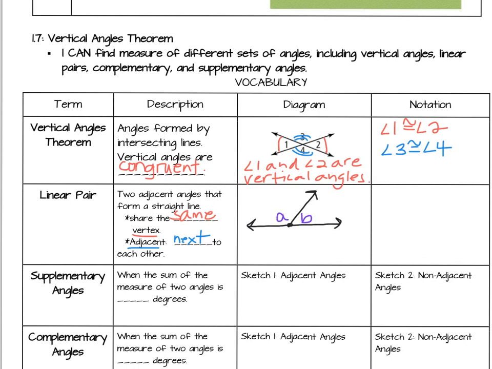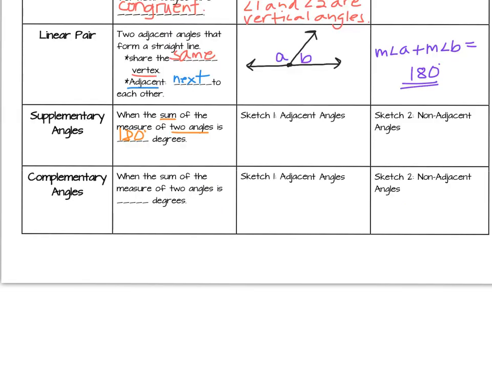Now, if it's a linear pair, that means it has a specific rule. It's going to add up to a number, and we actually talked about this last week on one of our activities. The measure of angle A plus the measure of angle B is equal to 180 degrees. That's the definition for a linear pair. Linear pairs are known to be supplementary angles. It says when the sum of the measure of two angles is 180 degrees.